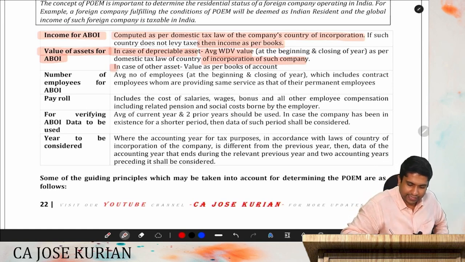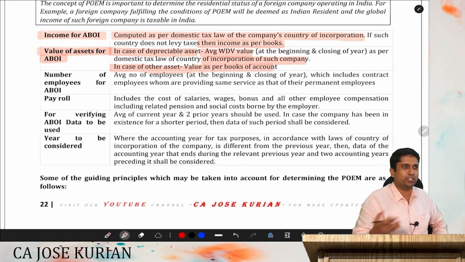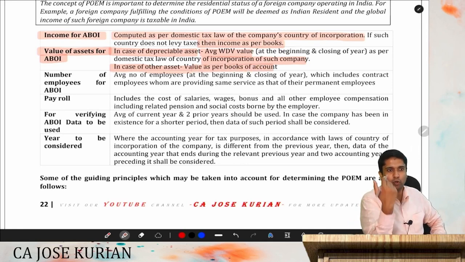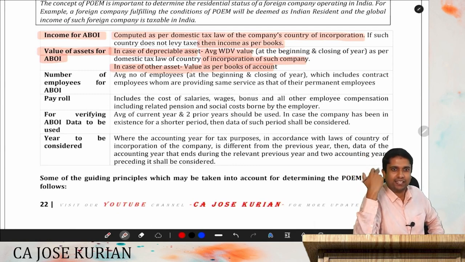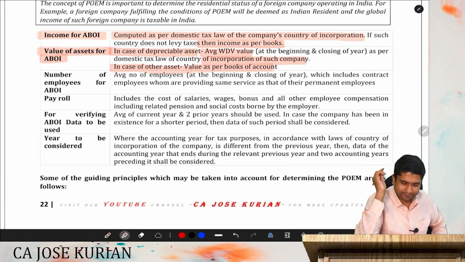Then, in case of other assets, value as per books of accounts. That simply means you take the book value. Say, for example, debtors, bills receivables, etc. You take the book value, that's it.